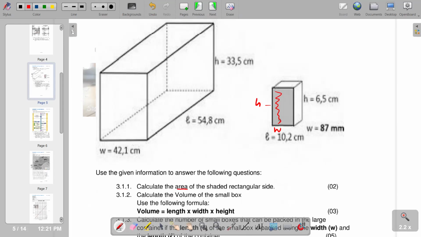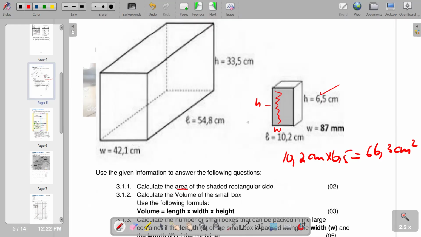So for that part now, we are going to say our 10.2, and then we multiply by the height. The height we're given is 6.5. So we calculate 10.2 times 6.5. So we have 10.2 centimeters, and then we multiply by 6.5. So we calculate it like that to get 66.3 square centimeters. So this is what we have in terms of the area of the shaded rectangle.